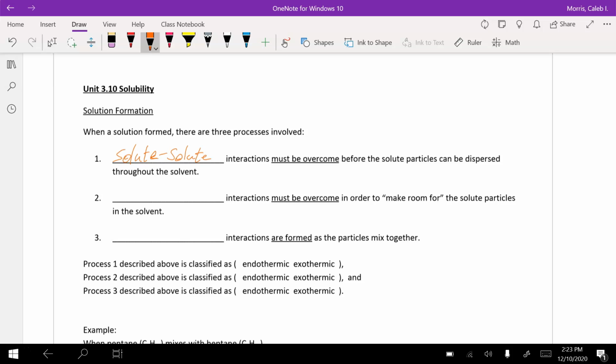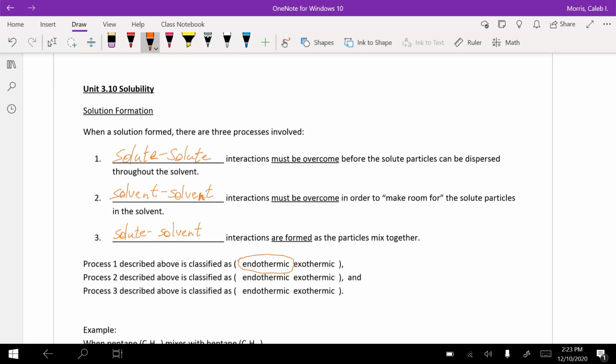Also, the solvent-solvent interactions have to be overcome. So whatever the solvent is, it's usually a liquid, you have to break the intermolecular force of attraction between the solvent molecules in order to allow a solution to form. And then finally, the last thing that happens is we're going to form some solute to solvent interactions.